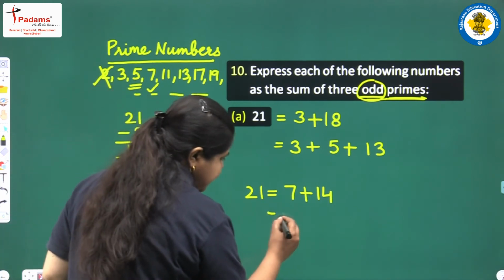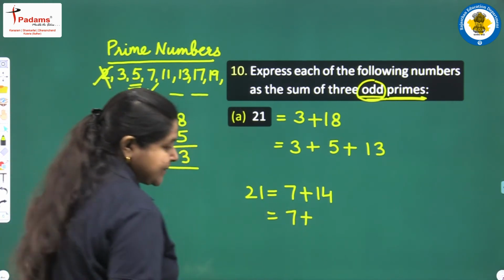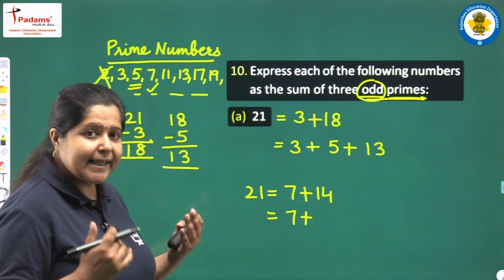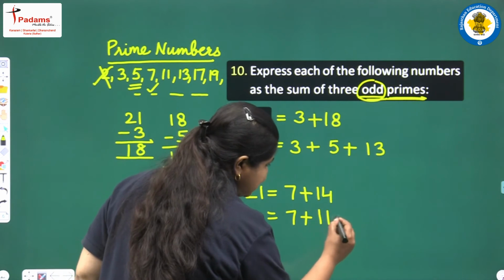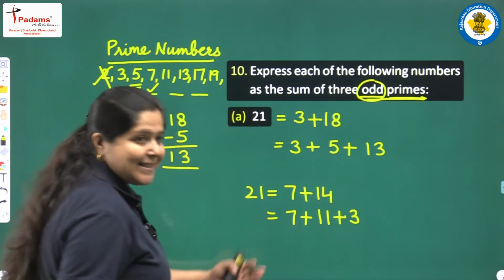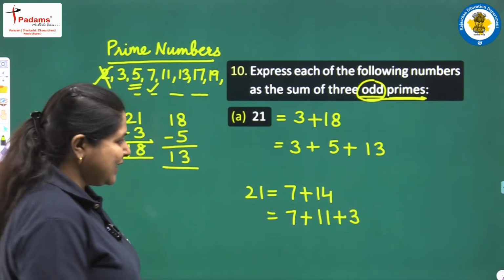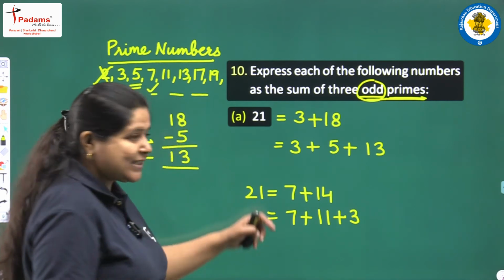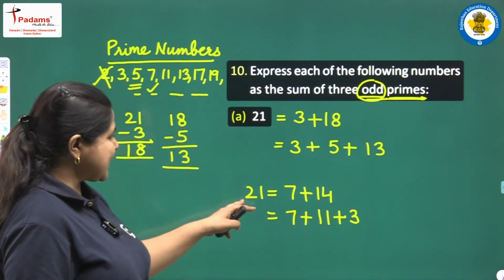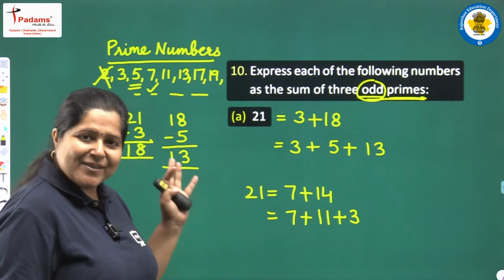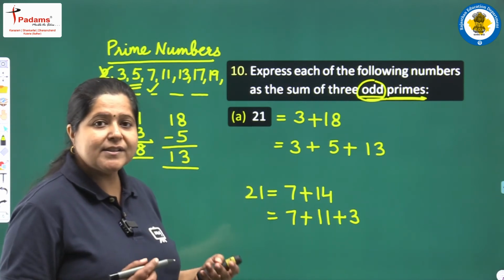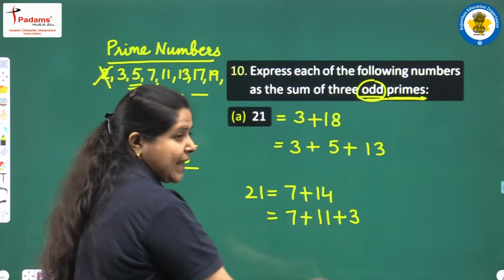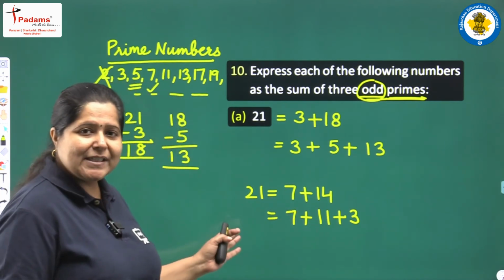Now, we will break this 14 into 2 parts. How can we break it? Just think about it. Can we write 14 as 11 plus 3? Yes, why not? And now again we have got 3 prime numbers which are odd and their sum is coming out to be 21. So, in this way not only one, we can have many combinations of different odd primes getting the sum as 21.